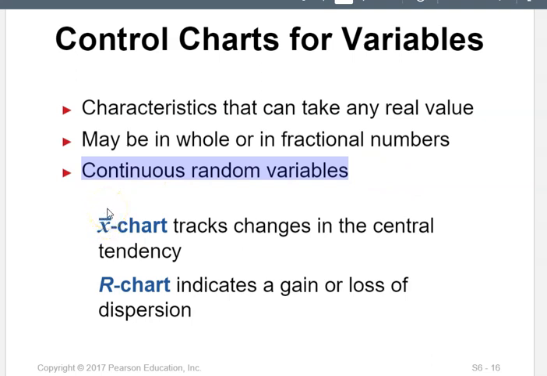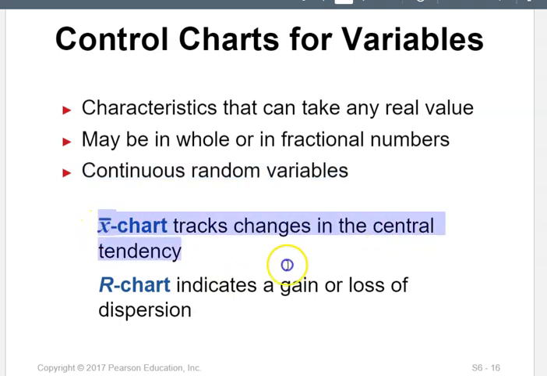average or range. But if these numbers are not continuous random variables, then it's not possible to create a control chart. So for having a control chart, we need to make sure we have a continuous random variable and numerical. What is an Xbar chart? An Xbar chart tracks changes in the central tendency.